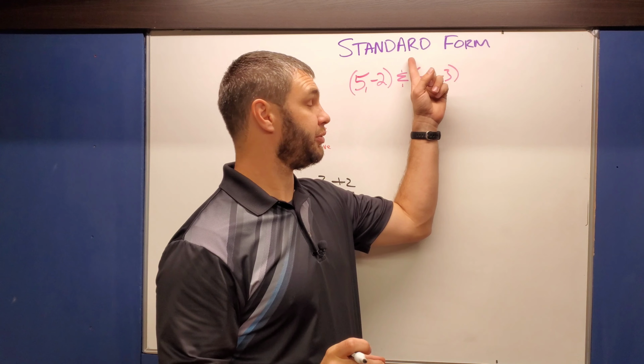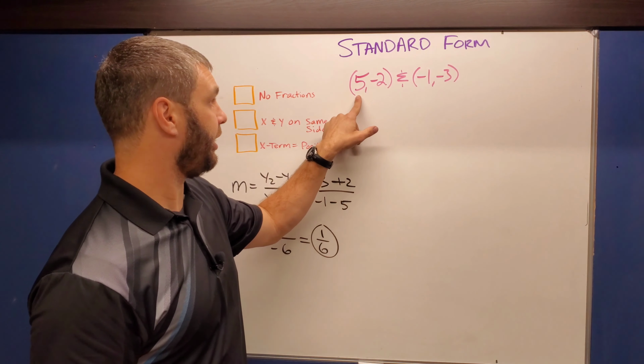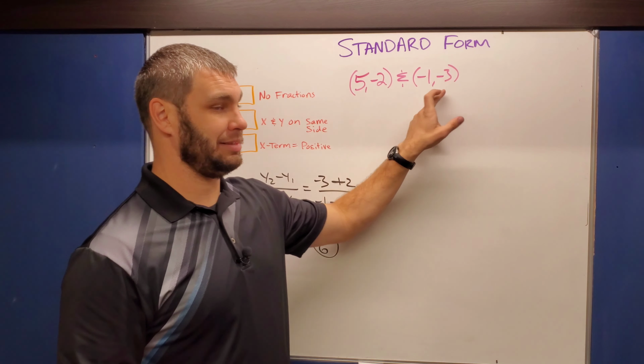In this video, we're going to write the equation of the line that goes through 2 points, and we're going to write it in standard form. Okay, so the 2 points I'm working with here are (5, -2) and (-1, -3).